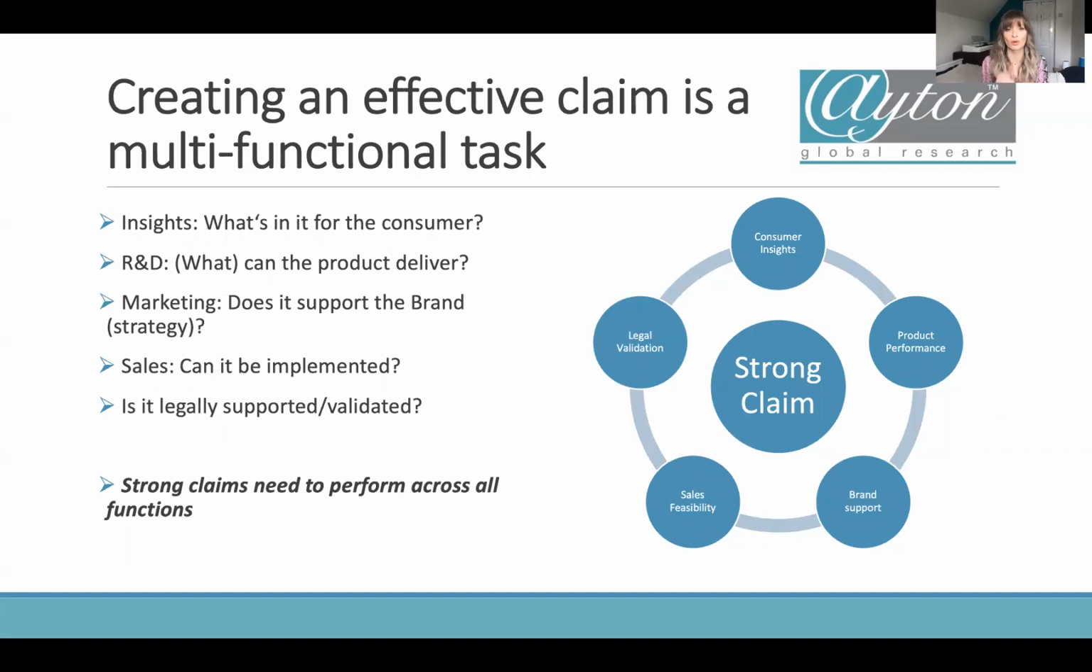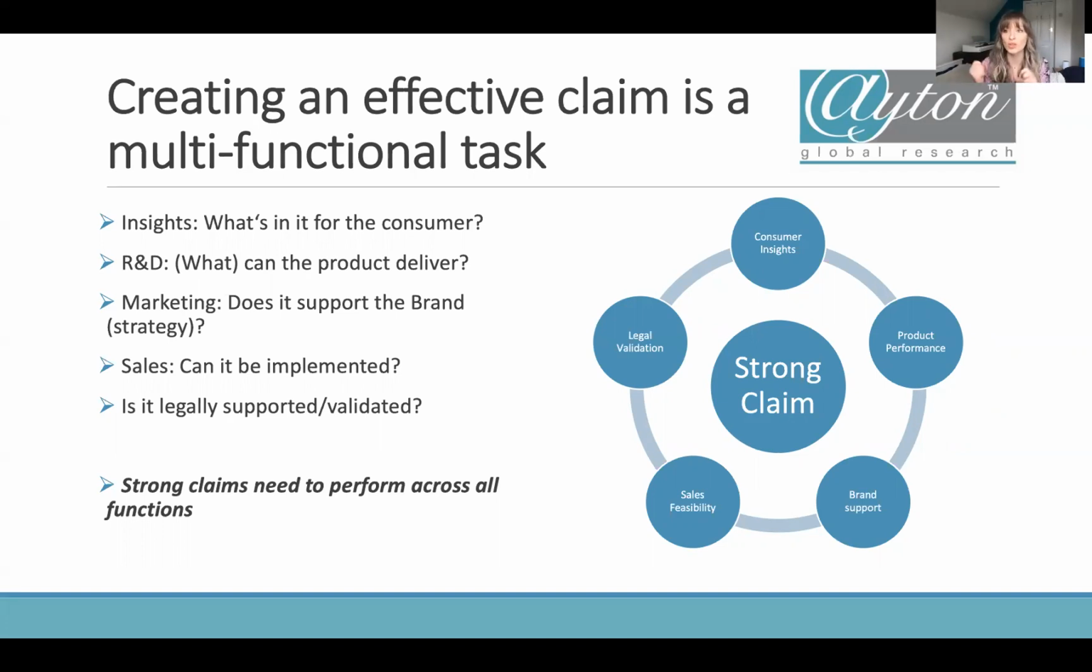Does it support your brand? Does it support your messaging? Every brand has a bit of a story, so make sure you're matching up with that as well. If you're a brand that is really into sustainability and things like that, does it all marry up with what your consumer wants and what the product can deliver as well?